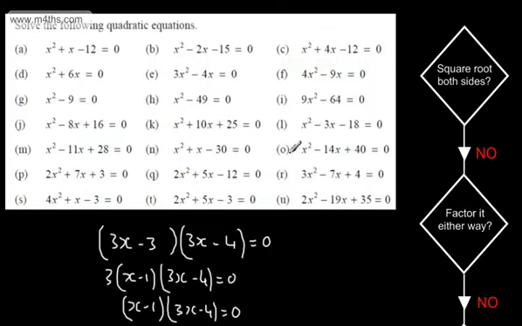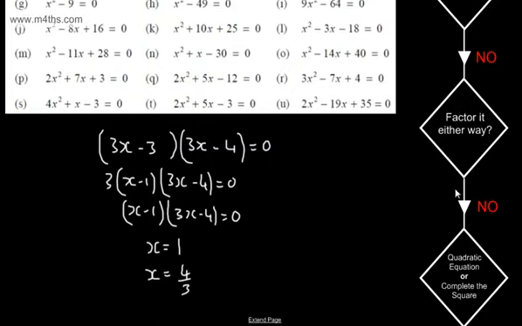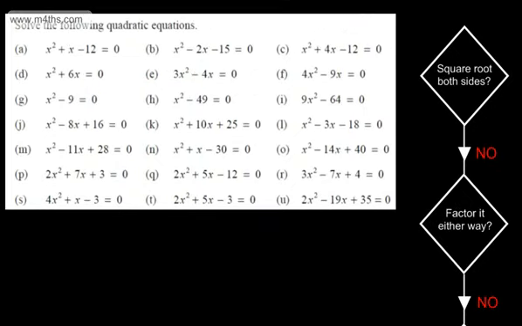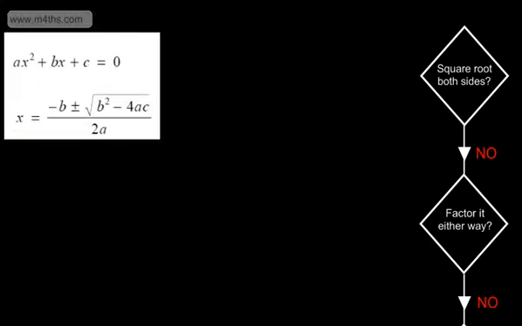So far, all of these have factored. We couldn't square root both sides, so we factored it. So that now is solving quadratic equations that can either be square rooted or factored. Now, these don't always factor or square root. So what we need to do is look at an alternative method.